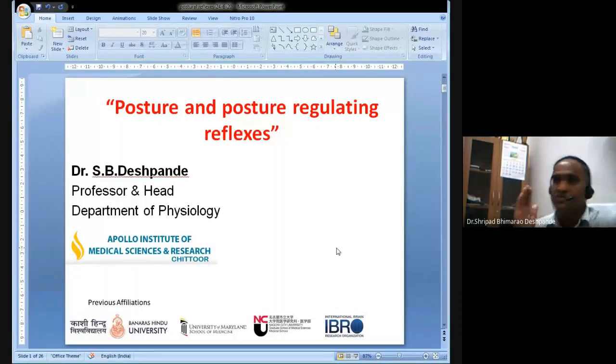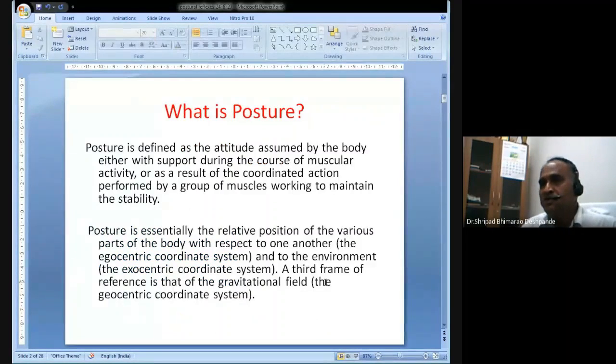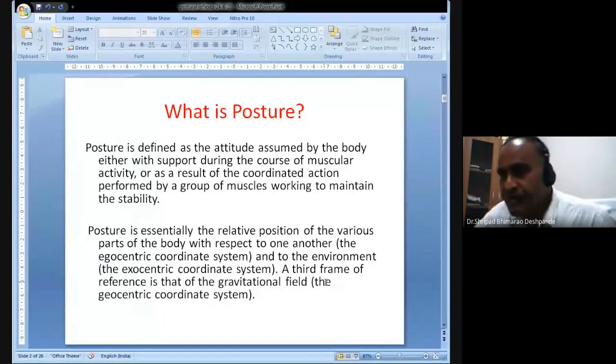Movement of the limb is associated with the maintenance of posture. Now let us see what that is. What is posture? Posture is defined as the attitude assumed by the body either with support during the course of muscular activity, or as a result of a coordinated action during muscle activity to maintain stability. A very simplified definition of posture.